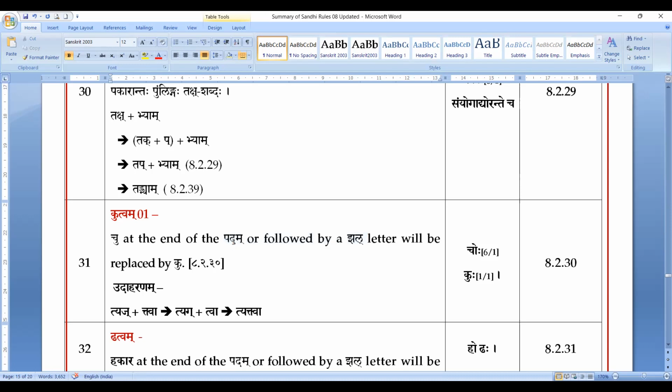See the example. Tyaj plus Twa. Tyaj plus Twa Pratyaya. Twa Pratyaya is a Krit Pratyaya, adding which you get an Avyayam. We'll talk about that later. Tyaj plus Twa. Here what happens? The content of Twa is Twa only. Kakara is Ita letter. Okay, you know all these things. What Pratyaya is Twa Pratyaya? Sarvadhatukam or Ardhadhatukam? That Sanya is not required here in this context, but still. Do you recollect?